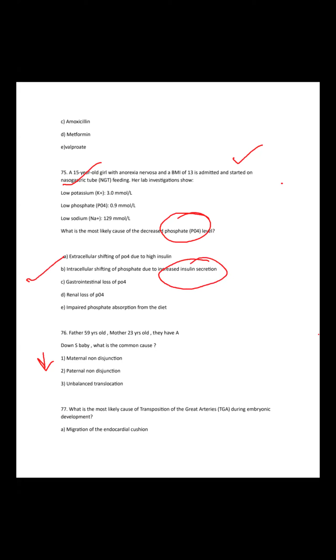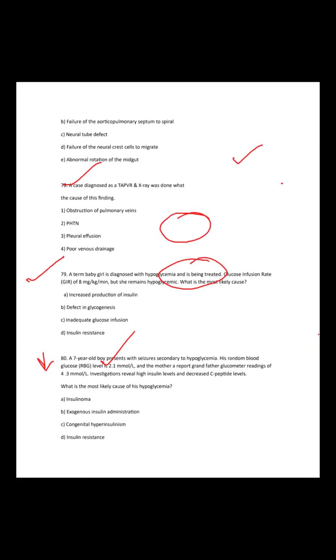Now, father is 59, mother is 23, and they have a Down syndrome baby. What is a common cause? Maternal non-disjunction. What is the most likely cause of transposition of great arteries during embryonic development? It is failure of the aorticopulmonary septum to spiral. A case of TAPVR. What does it show? It shows obstruction of the pulmonary veins.